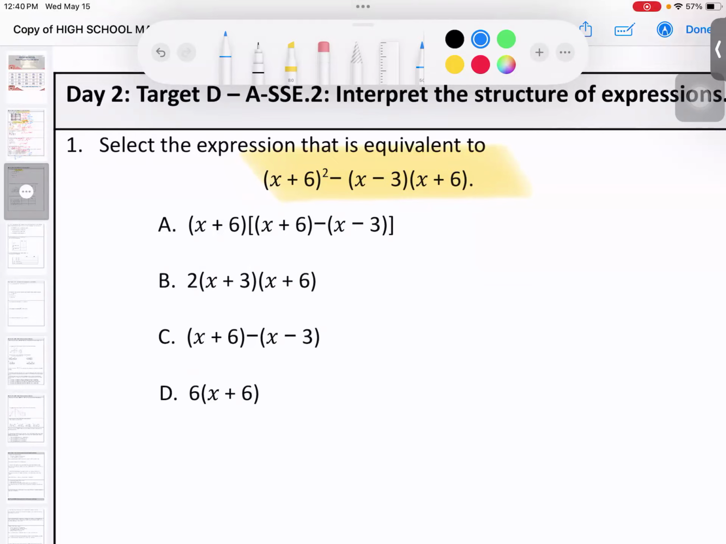Okay. Let's look at day 2. Select the expression that is equivalent to this. What is a strategy? You know what is the one thing that is good about multiple choice? You don't go again. Well, technically yes, but I don't encourage that. What is one good benefit about multiple choice? Yes, you can cross out the wrong answers. You can also check the answers. They basically give you 4 answers. You can just check one by one if you don't know how to do it. That's the benefit.